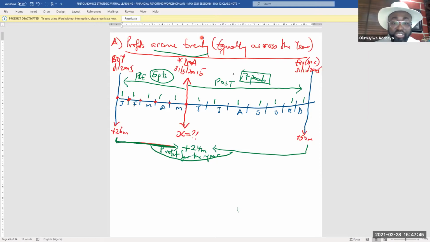Therefore, this 24 million, by this point, I can use it to split the profit into pre-acquisition and what? Post-acquisition. What is the ratio I would use? Is that point? 5 points. Ratio what? 7 points.